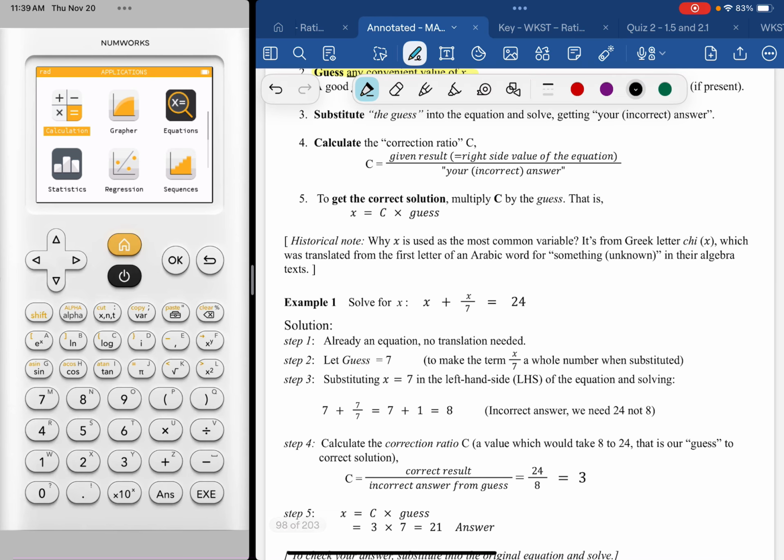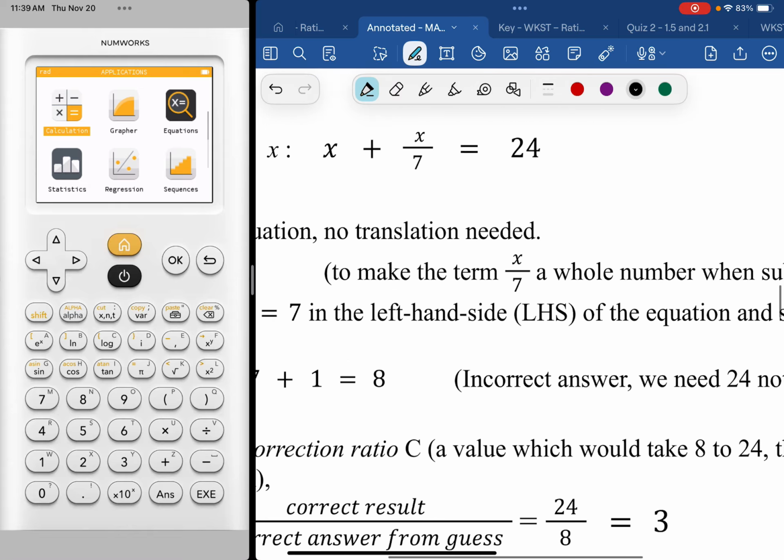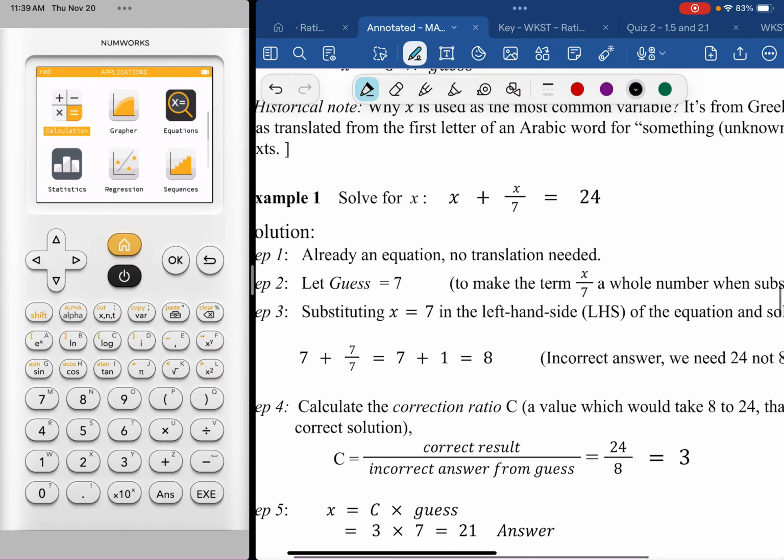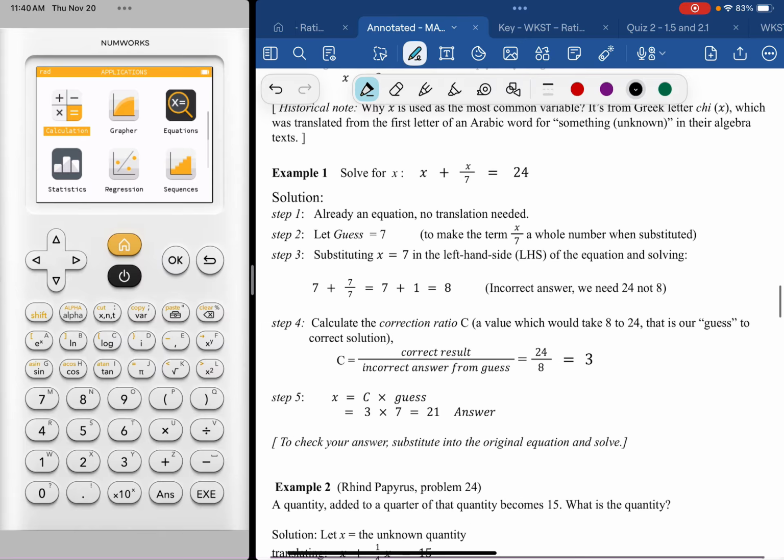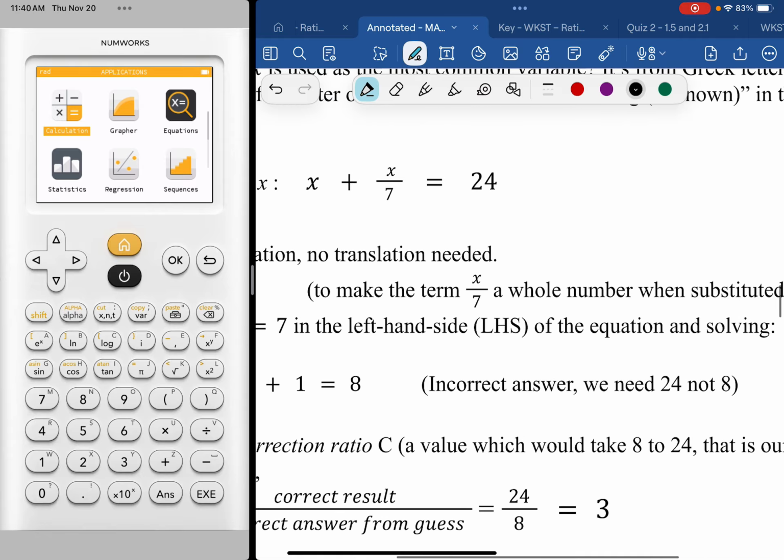So to get the correct solution, you multiply C by the guess. So X equals whatever that C value is, that correction ratio, times your guess, and that'll give you the solution, right? So I'll run you through the example here. I'll actually guess a different number because there's a printed solution here. So I'm gonna guess.